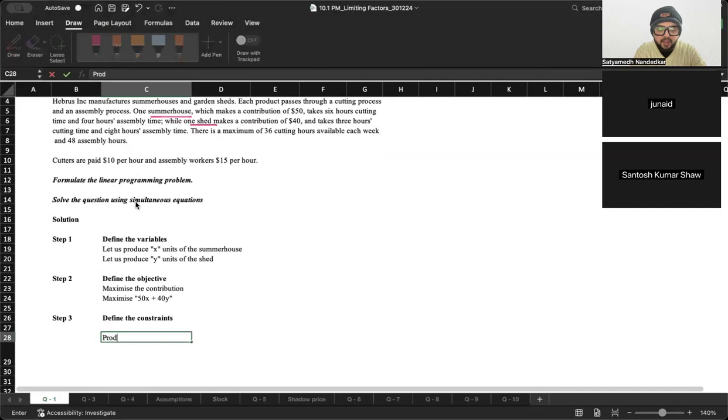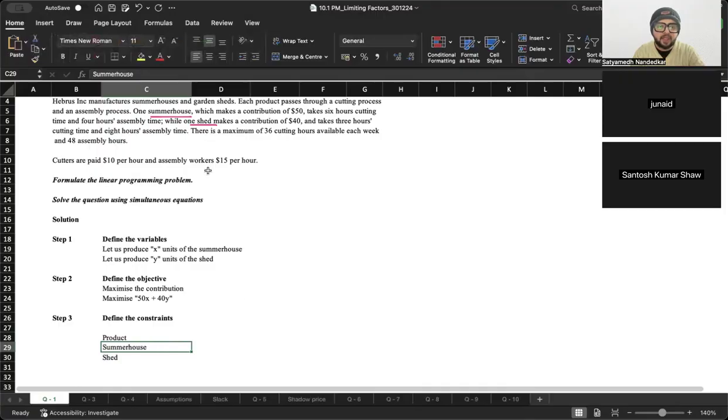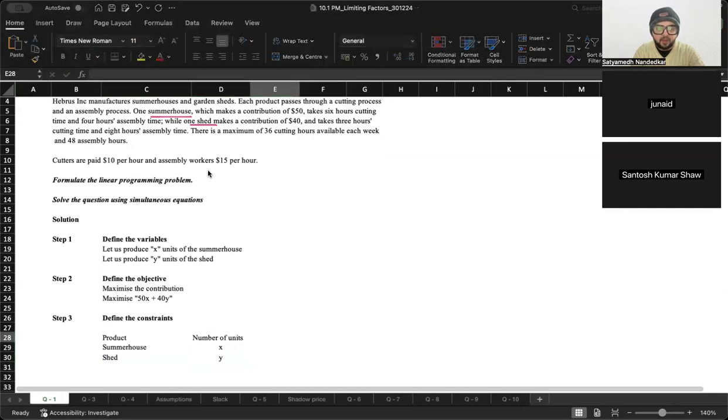Okay, we could write down the product, which is summer house and shed. And we'll also have to define how much time it takes in each of the departments. We know the number of units. We have jotted those down. We are making X units of summer house and Y units of shed. Now, what is the cutting time per unit? Total cutting time is limited. Okay, cutting time per unit.